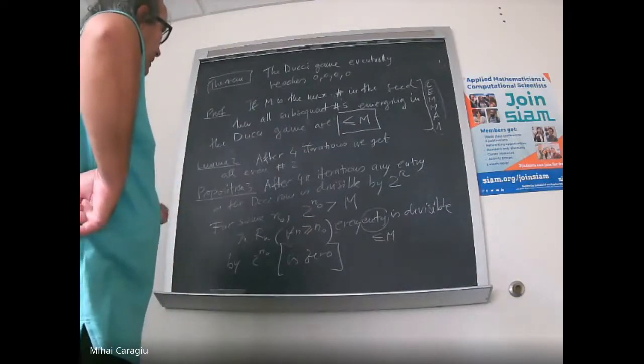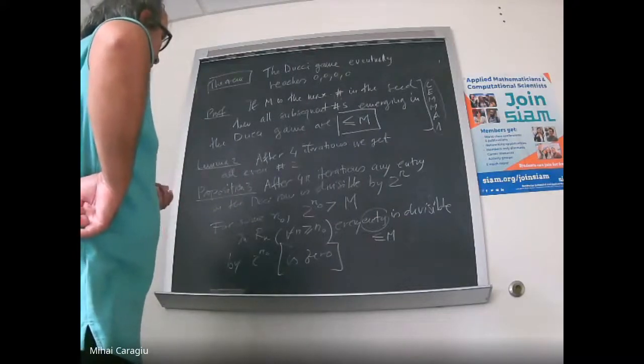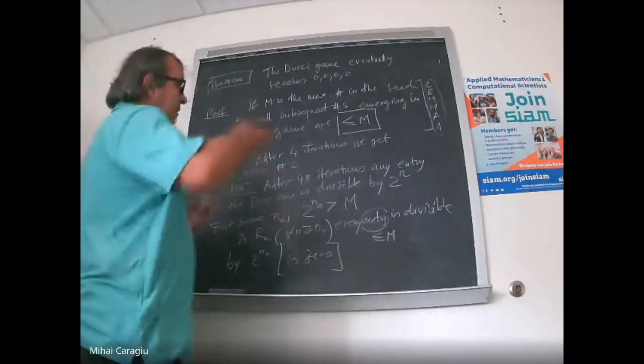So this proves that the Ducci game eventually converges into a cycle of length 1, which is 0, 0, 0.